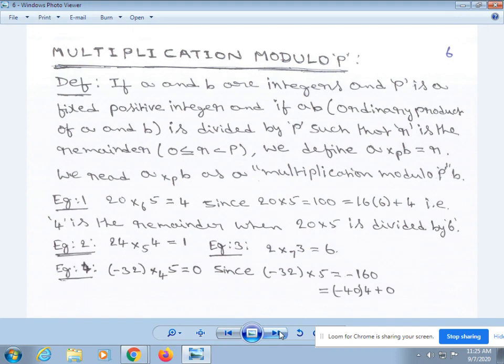In the same way, another example, 24 into 4 multiplication modulo 5 is nothing but 1. Another example, 2 into 3 multiplication modulo 7: 2 3 is 6, then the remainder is 6 because 6 is less than 7. Last example, minus 32 into 5 multiplication modulo 4 is nothing but 0, since minus 32 into 5 equals minus 160, that can be written as minus 40 of 4 plus 0.